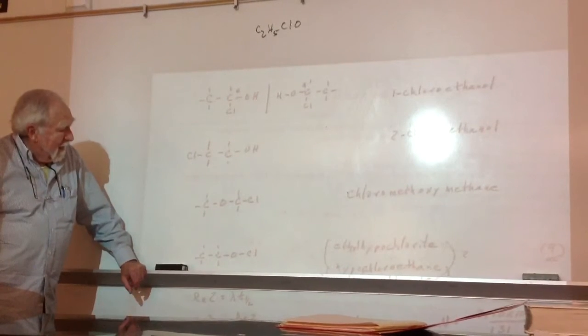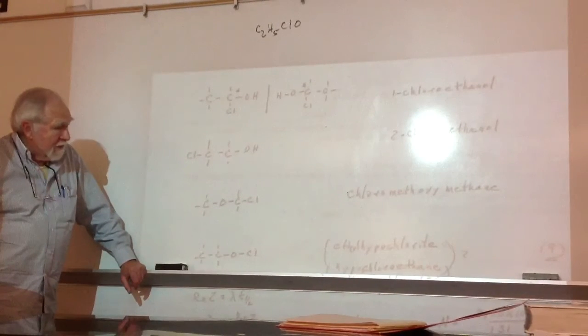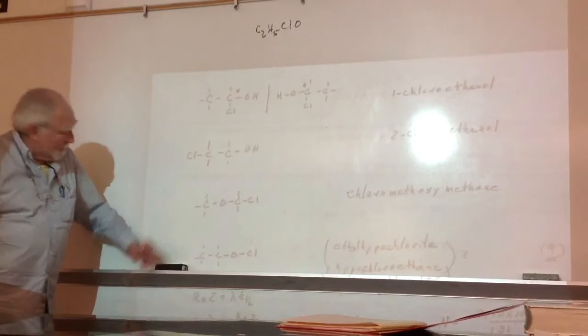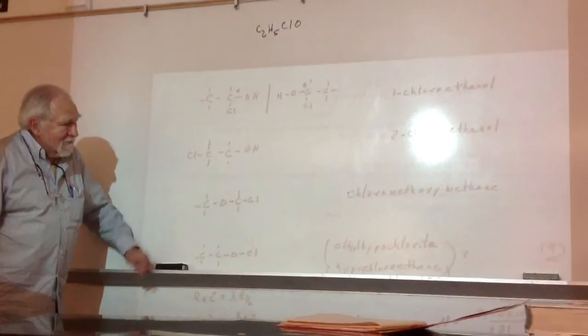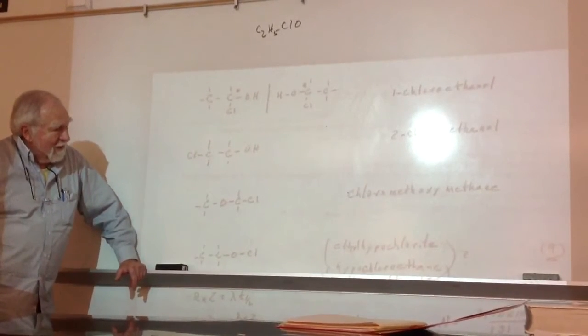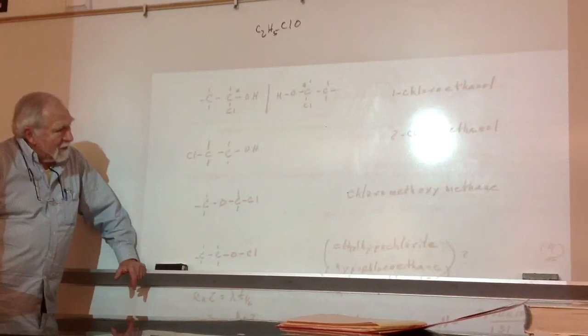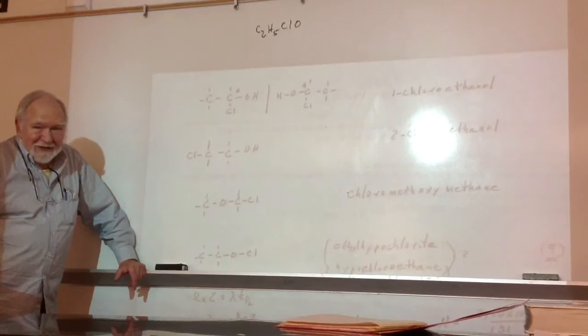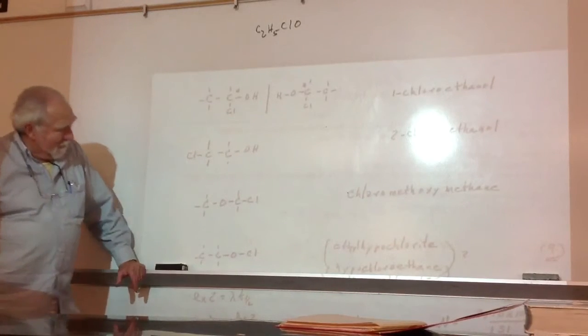chloromethoxymethane. Is that why you don't number it? Right, because there's only one place. Okay. If we put the chlorine over here, it's still chloromethoxymethane. I guess you could say methoxychloromethane. I will accept that also. But that's about all I will do for that.